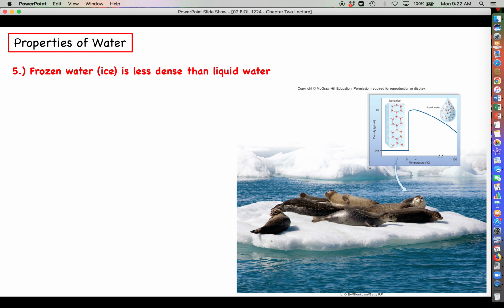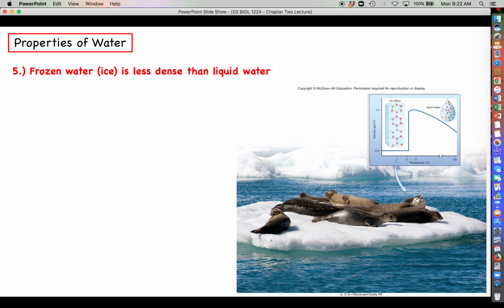Okay, our next property of water is that frozen water, which is ice, that's solid water, is actually less dense than liquid water. Now, this is a surprise if you've never heard this before. So typically when you talk about density, which is mass per unit volume, you would expect a solid to be more dense than a liquid. That's true in almost every case, but not for water.